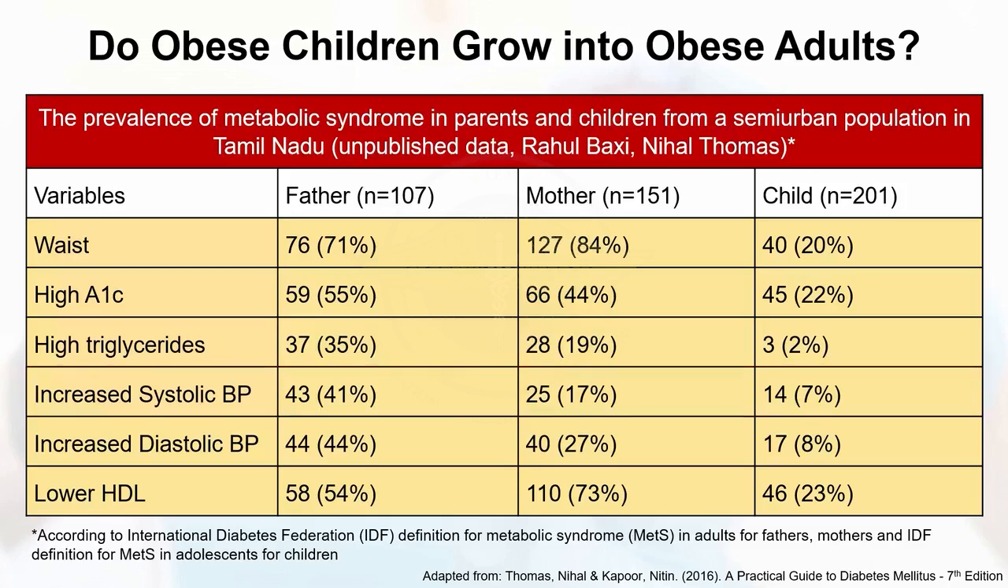Now, see this, high triglycerides were found in 35% of men and 19% of women, increased systolic blood pressure in 41% of men and 17% of women, and even in children you found a high systolic blood pressure and a high diastolic blood pressure, and low HDL was found in 54% of men and 73% of women.